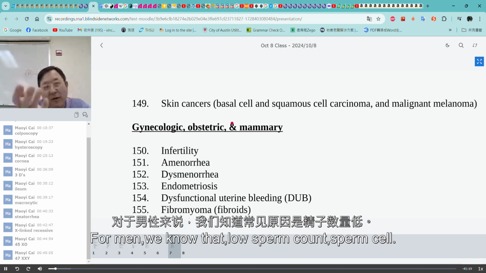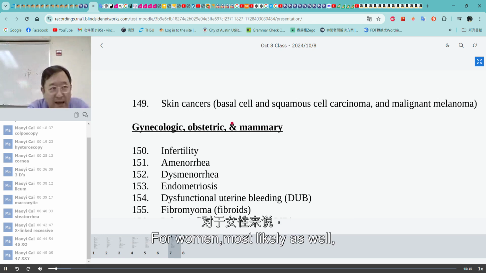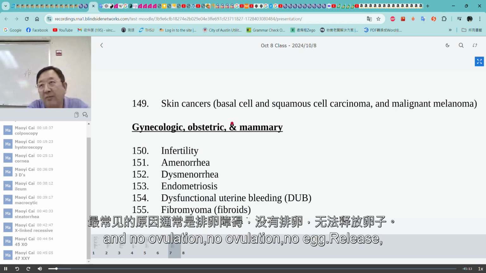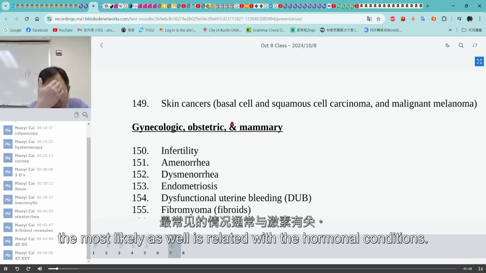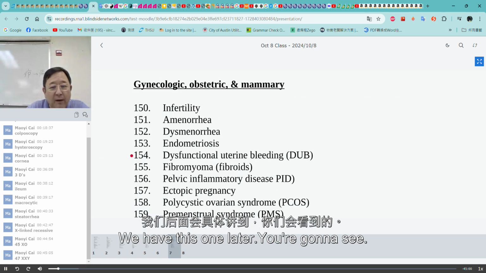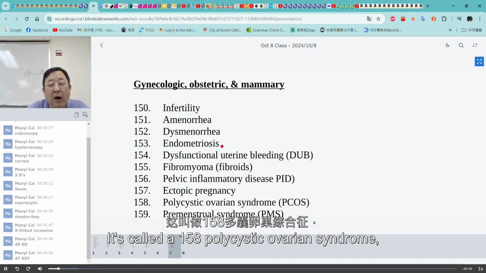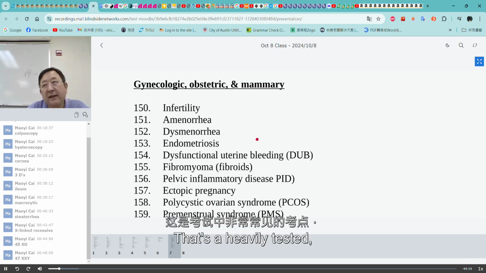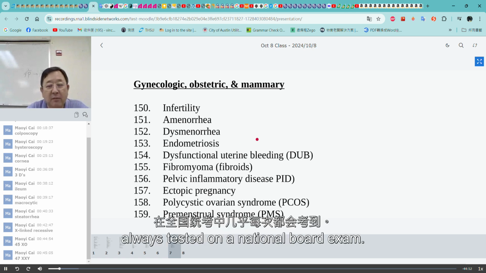For men, we know it's a low sperm cell count. For women, most likely it's ovulation, no ovulation, no egg released, and most likely it's related to hormonal conditions. That's always on the test. We have this one later, number 158, polycystic ovarian syndrome, PCOS. That's heavily tested, always tested on the national board exam.